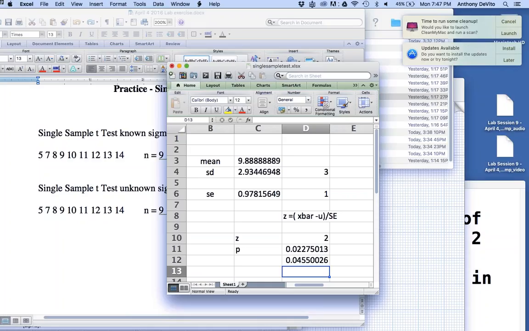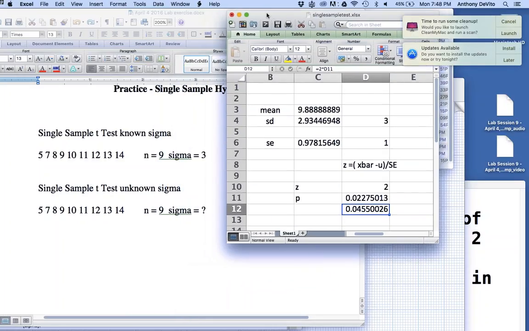4.5%. So since my probability of being wrong if I reject the null hypothesis is less than 5%, I can go ahead and reject the null hypothesis, right? And accept the alternative hypothesis, that there is a difference in the mean between these two populations.